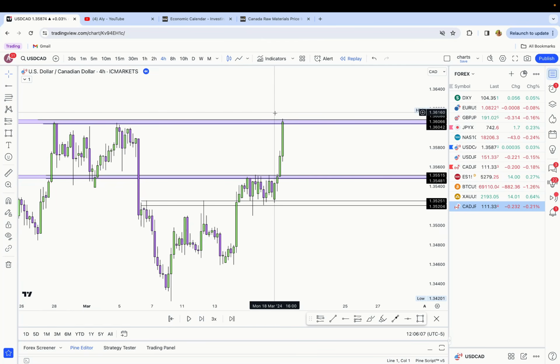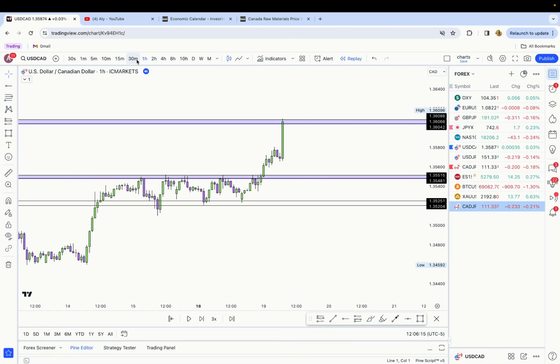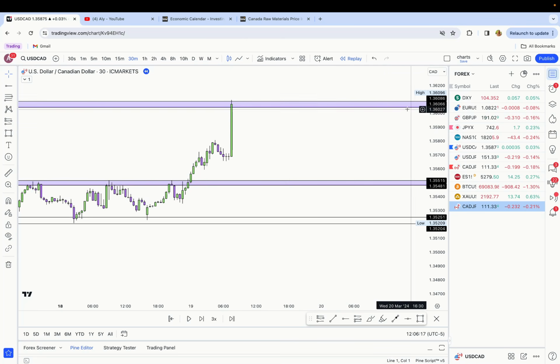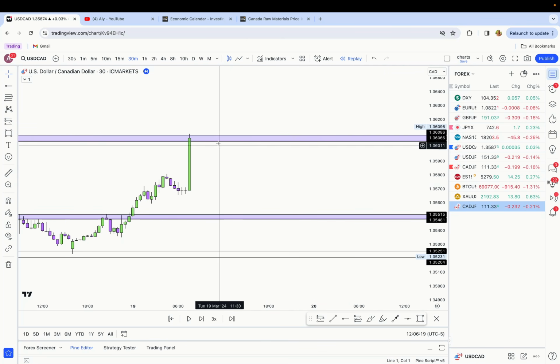All right. So we're looking for two reactions here. Once it hits our major structure on the 4-hour time frame, we want to drop down to the 1 hour or the 30-minute to kind of get more price action at that number. So we have a 87 and a 42, let's say, okay?